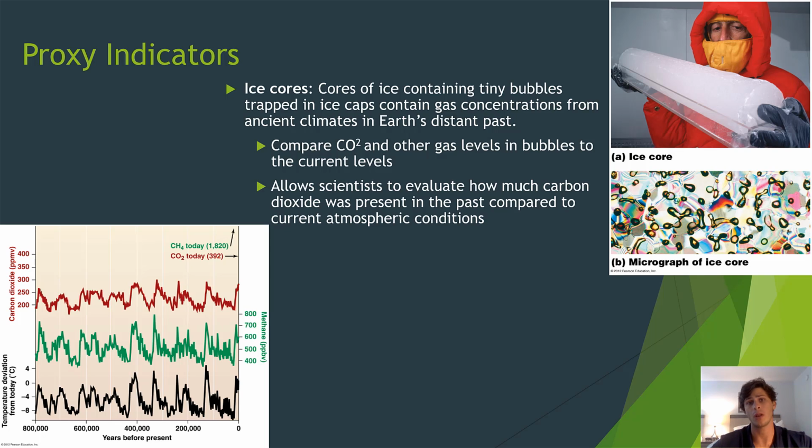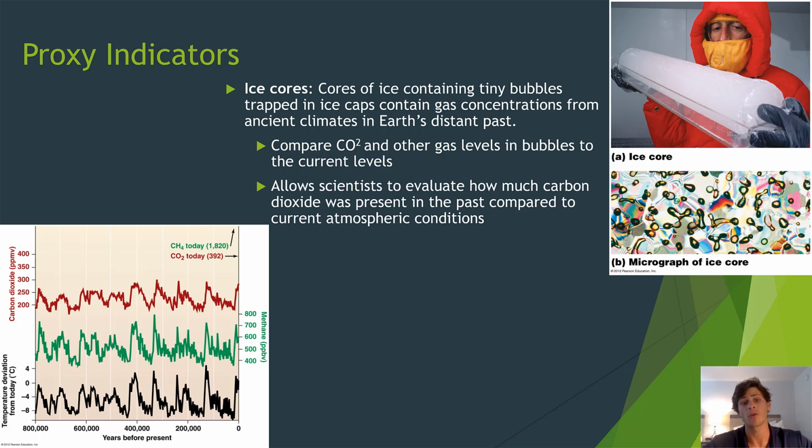Now, ice cores are the predominant source of proxy indicators that we use to estimate the climates of the ancient past. Basically, ice cores are very long cylinders of ice with many tiny bubbles trapped inside of them. These tiny bubbles contain the gas concentrations from the ancient climates of Earth's past. Every time one of these bubbles was frozen in time, it is a snapshot of the ambient climate conditions, so the concentrations of CO2, of oxygen, of nitrogen, any gas that is present in the atmosphere at that time is trapped in those ice bubbles and allows us to put together a timeline of how the Earth's climate has changed.